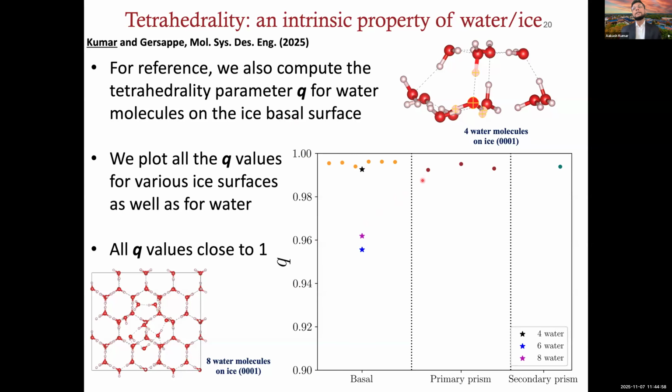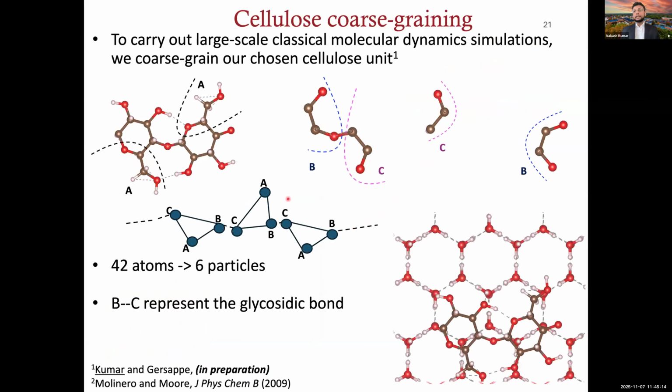So it's very evident that water and ice prefer a tetrahedral geometry, and cellulose has the capability to create this tetrahedral pattern on top of the ice. And because these values are close to 1, that's what we have so far concluded.